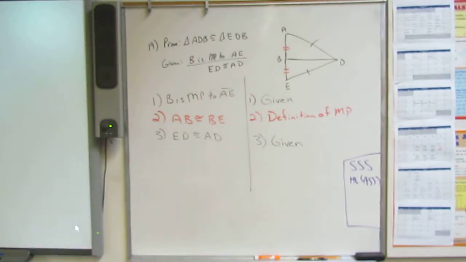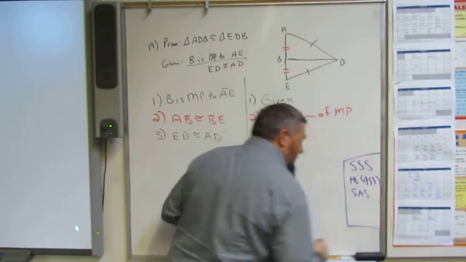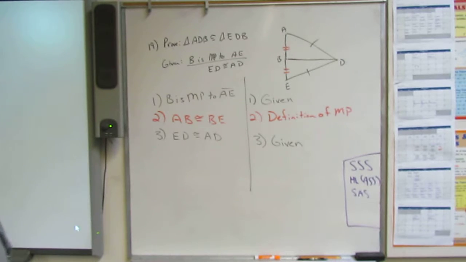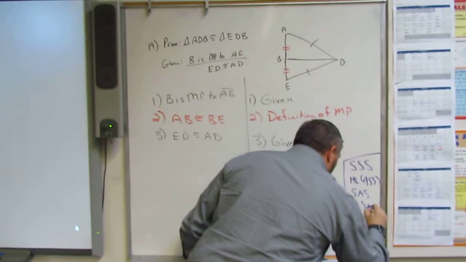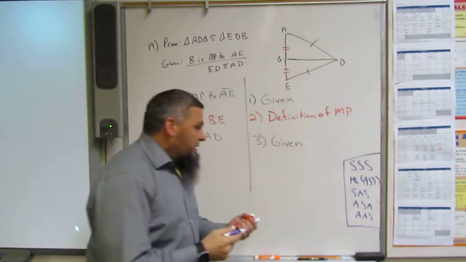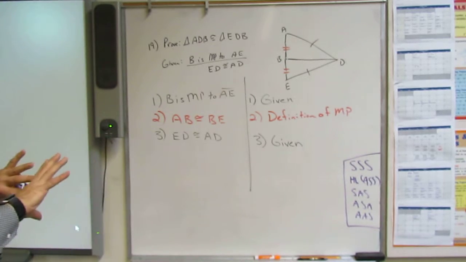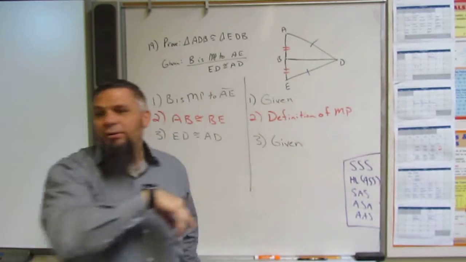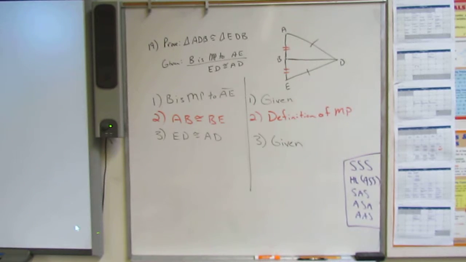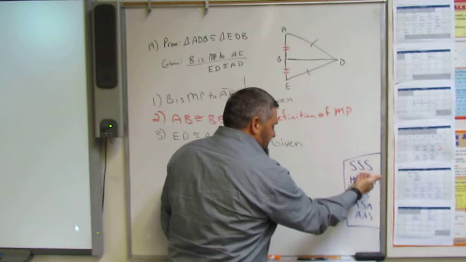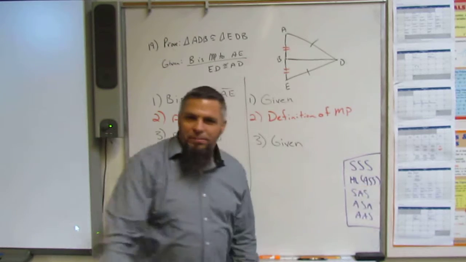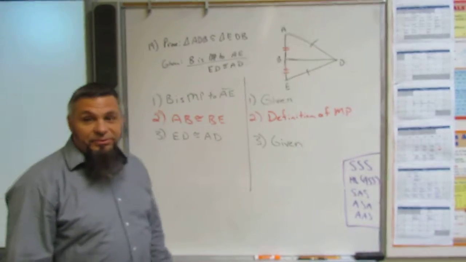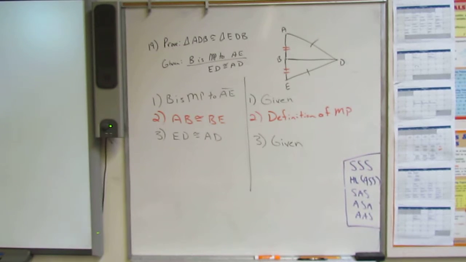Anyone? Side angle side. Side angle side, good. And another one? There's 5. Angle, side, angle. Good. Angle, angle, side. All right, so there's our 5. So we know we have to find one of these 5 to prove this. And so far we have 2 sides. So it's either this one, or this one. But I don't see a perpendicular yet. We might be able to prove it. So what are we going to try to find?